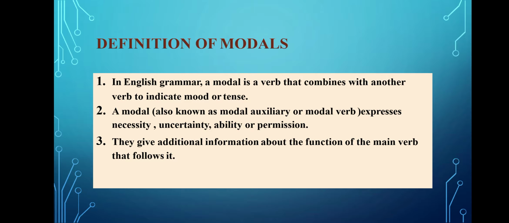Now let us focus on the definition of modals. In English grammar, a modal verb is a verb that combines with another verb to indicate mood or tense. A modal, also known as a modal auxiliary or modal verb, which I have explained to you, expresses necessity, uncertainty, ability or permission. They give additional information about the function of the main verb that follows it.